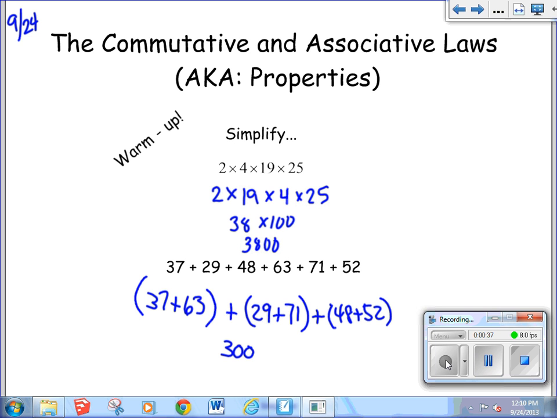So today's lesson will help you focus on using two laws, the commutative and associative laws, to make your life easier in math. We like easier lives in math. All right? Yes, we do. So that's what we're going to focus on here.